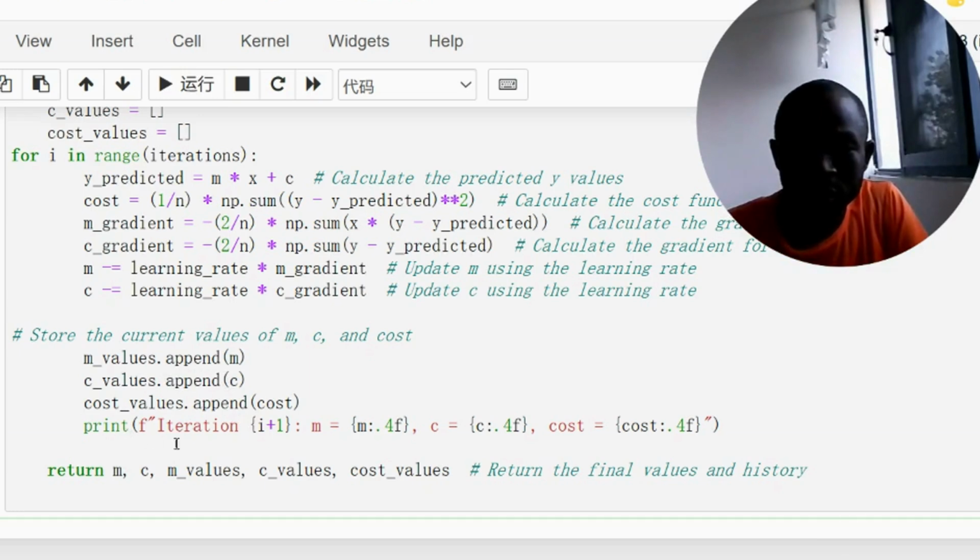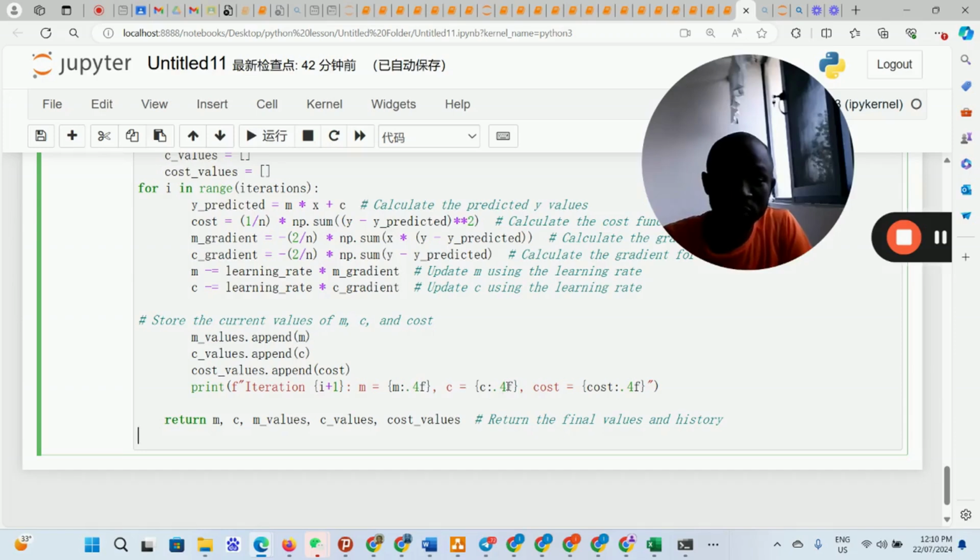After that, we have to print the iteration. Okay. So at 4 decimal places: c in 4 decimal places, m in 4 decimal places, the cost in 4 decimal places. Then we return the m value, c value, and cost value, returning the final history.